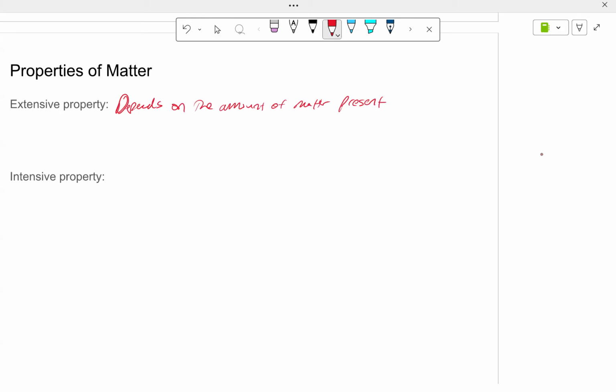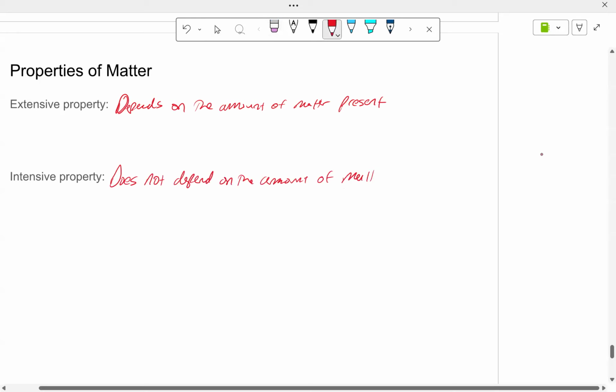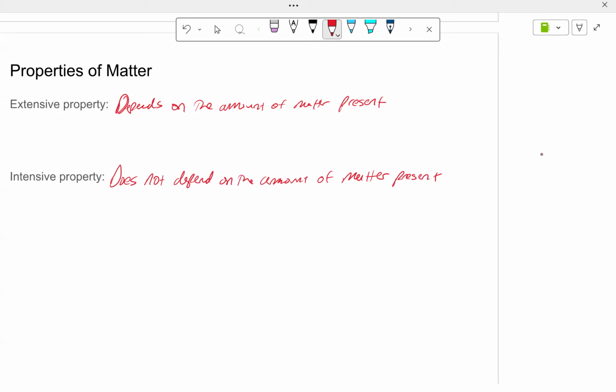And so an intensive property would be the opposite. The intensive property does not depend on the amount of matter. So some examples of an extensive property are things like mass. Obviously, if something has more matter, it's going to have more mass. So if you weigh a tablespoon of sucrose, it's going to have a different mass than if you weigh a cup of sucrose. Another thing that, for example, is volume.